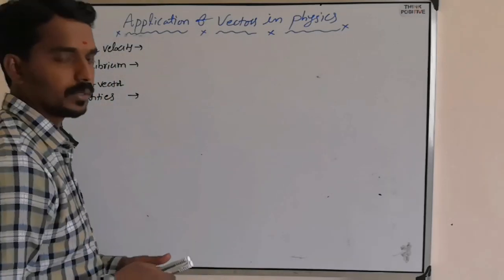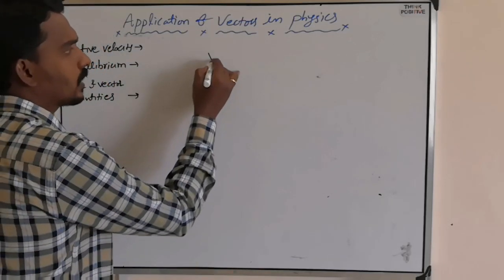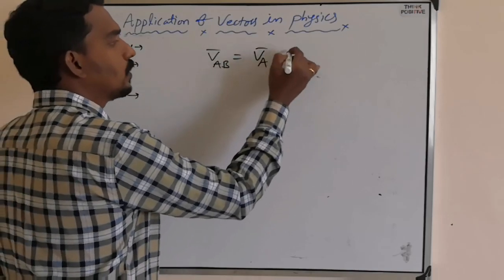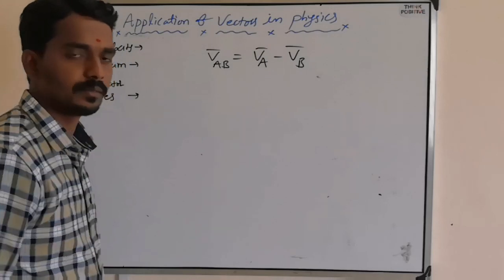Similarly, you consider the relative velocity concept. Relative velocity you have studied, that is, the velocity of A with respect to B is VA bar minus VB bar.